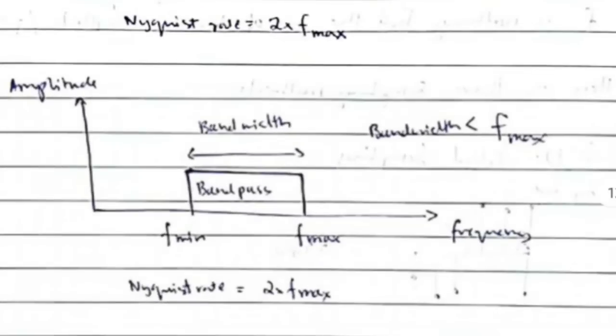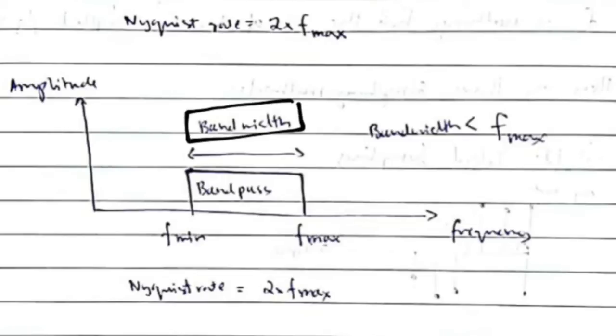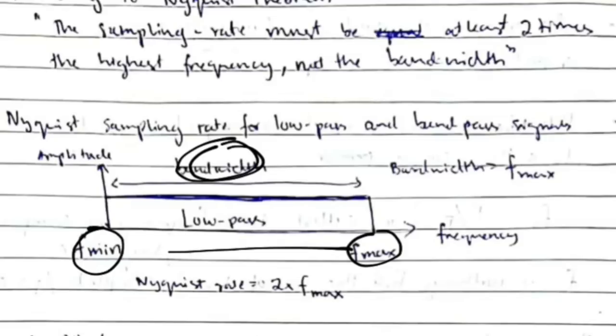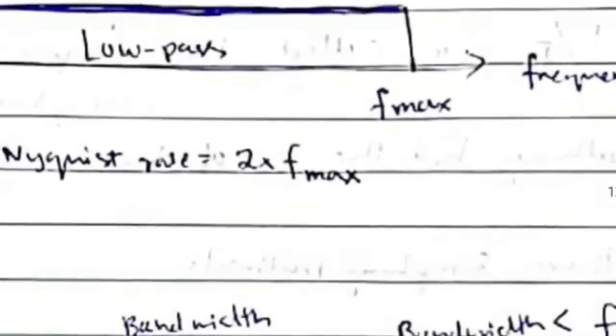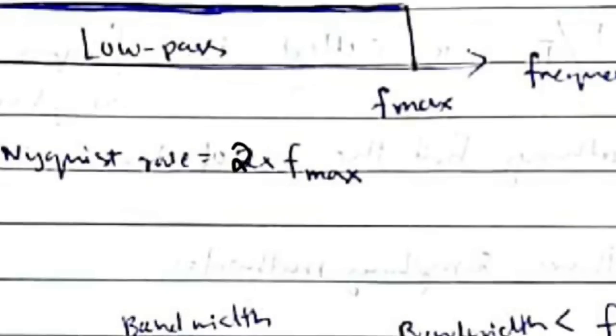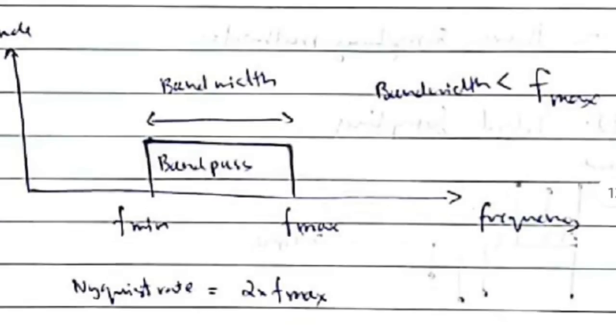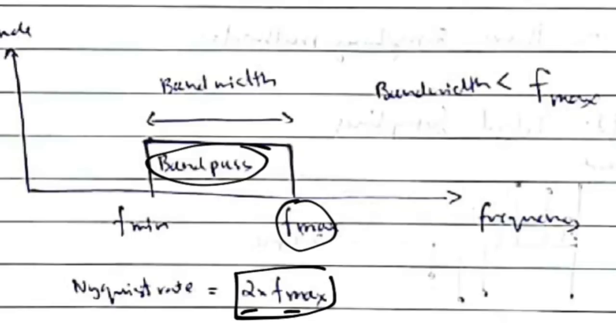And if it's a band pass filter, at that time you can't use the bandwidth, because the bandwidth will be less than f max. See here, in this case the bandwidth is the same as f max because f min is 0 and bandwidth means f max minus 0. So f max and bandwidth are both the same, and you can use 2 times the bandwidth in the equation instead of f max. But here the bandwidth is less than f max, so we can't use that. We have to use 2 times f max only, in the case of a band pass filter.